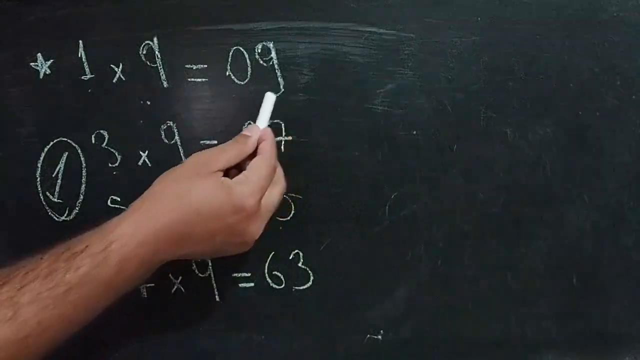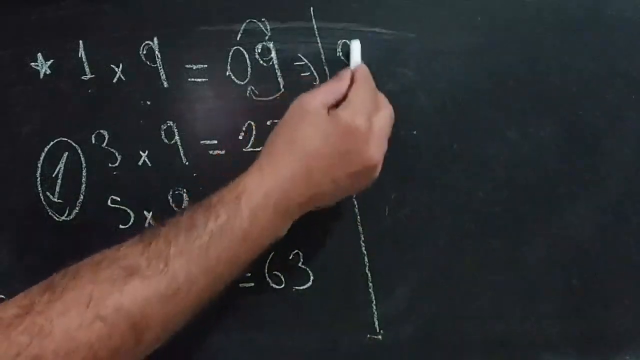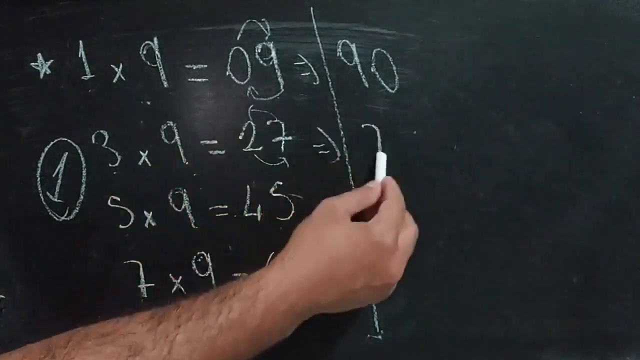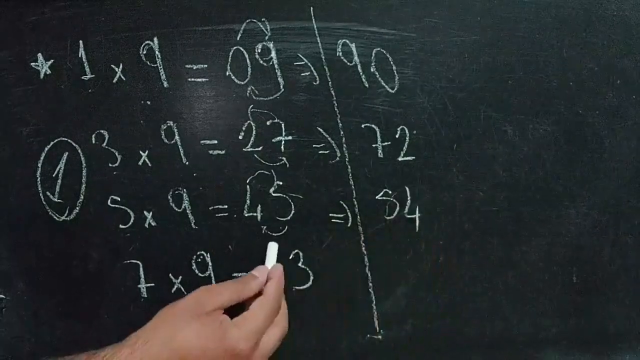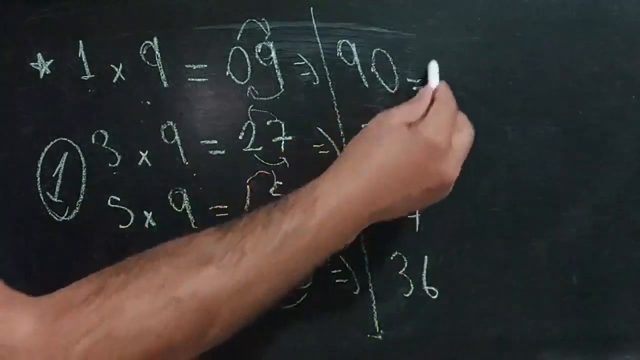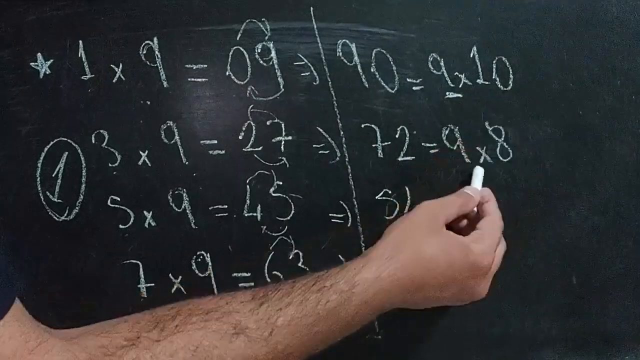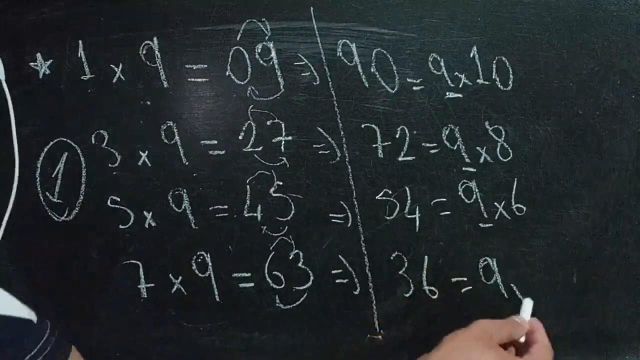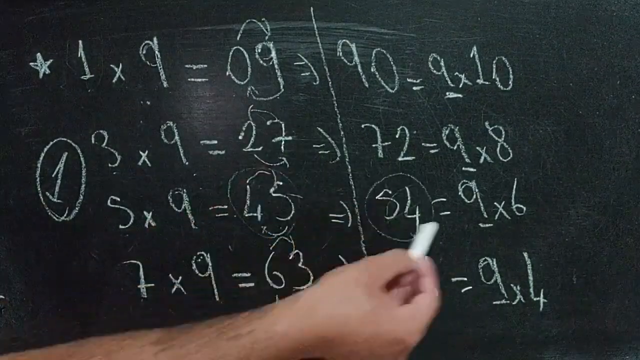Let's see. So change place of this and this. That will be 90. The same thing for all the other numbers too. 72, same thing for all of them. 54. And for this one, 236. So isn't this 9 × 10? This one, 9 × 8. This one, 9 × 6. And this one, 9 × 4. So when you swap those places, you are going to get a multiple of 9 again.